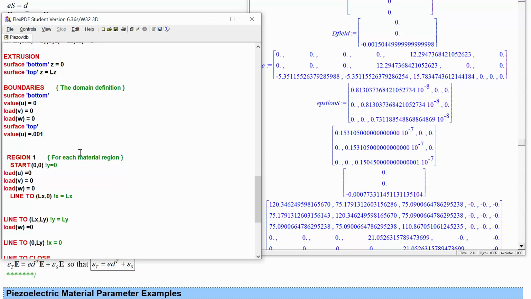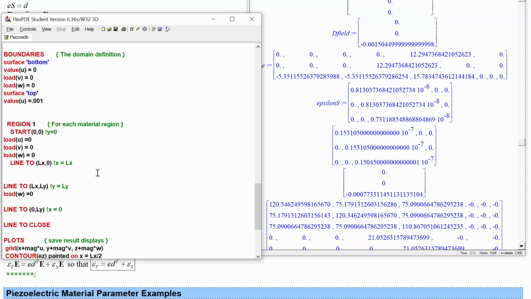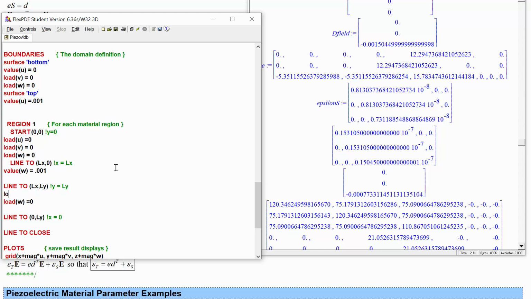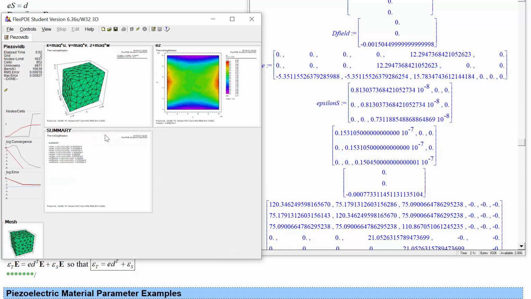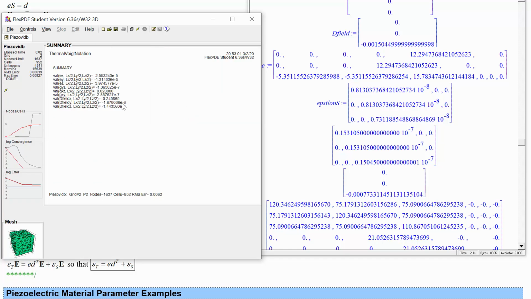Well, we'll say on the X surfaces, value of W equals 0.001. Load of W is 0. And then value of W is equal to 0 on the bottom X surface. So now we're going to force it to shear. Aha. There we go. Now it's actually working.